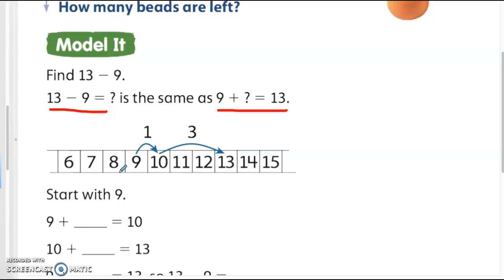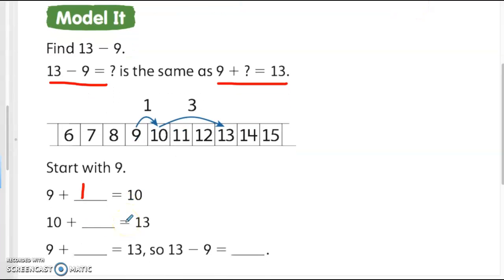So let's start. How many do we have to add to 9 to get to 10? So 9 plus something equals 10. How many jumps did we have to do? I hope you said 1. Okay. So the next one, 10 plus something equals 13. So if we're at 10 right here and we have to get to 13, they did one big hop, but we're going to count it out. 1, 2, 3. 3, right?